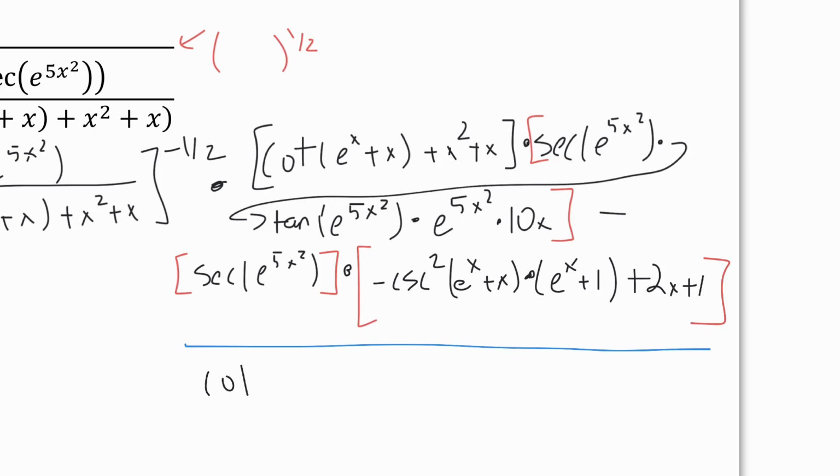So we rewrite that denominator again, cotan e to the x plus x plus x squared plus x, and we square it all.